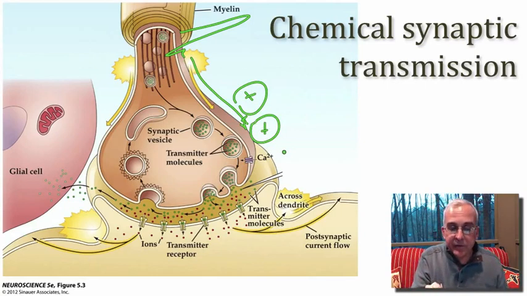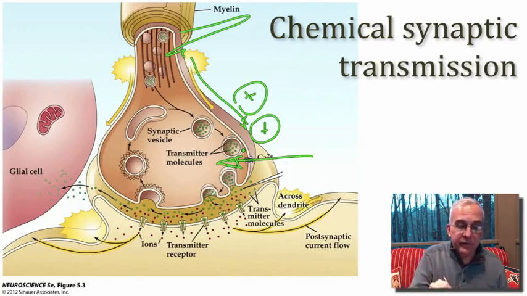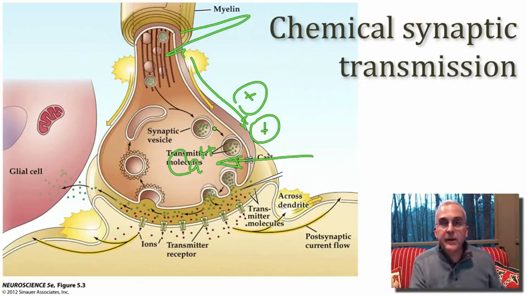And once that positivity reaches our voltage-gated calcium channels, they will open and calcium can rush into that presynaptic terminal. And calcium in the presynaptic terminal is the key trigger that leads to the fusion of docked vesicles, allowing their neurotransmitter to then passively diffuse out into the synaptic cleft.